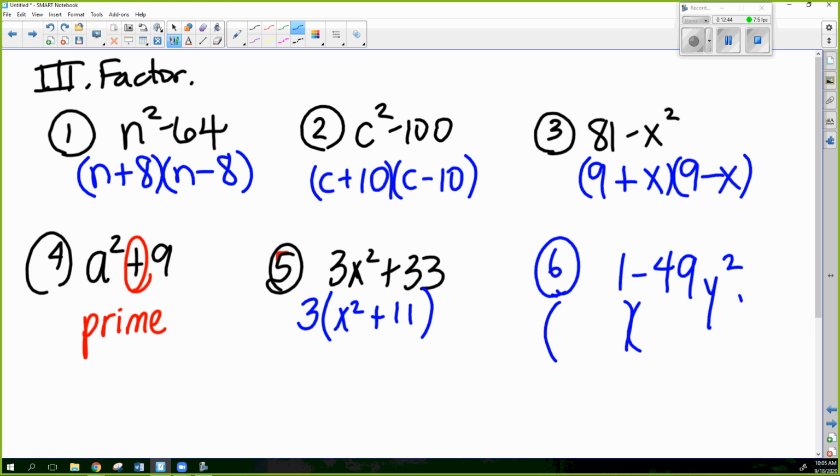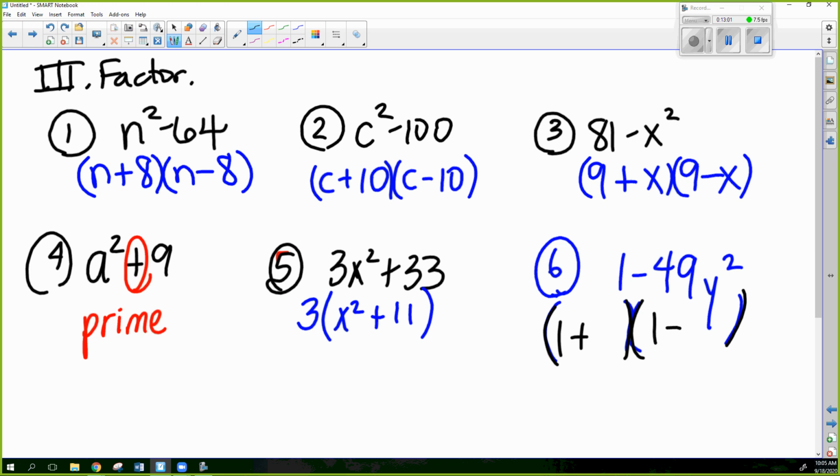But you cannot change the order. Okay? The 1 is in the front. 1 comes from 1 times 1. It has to stay in the front. Then we put 1 plus and 1 minus.